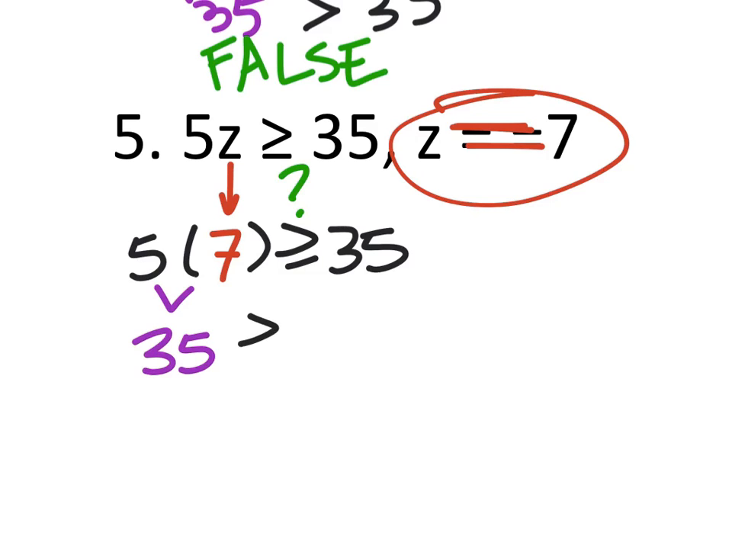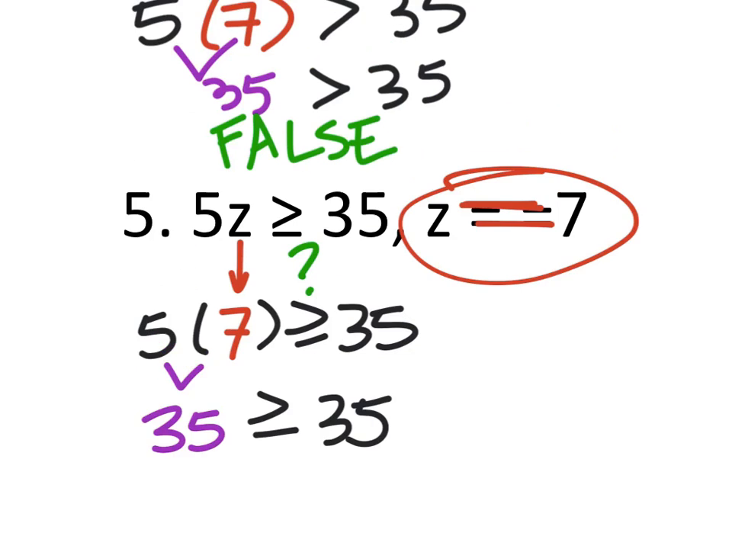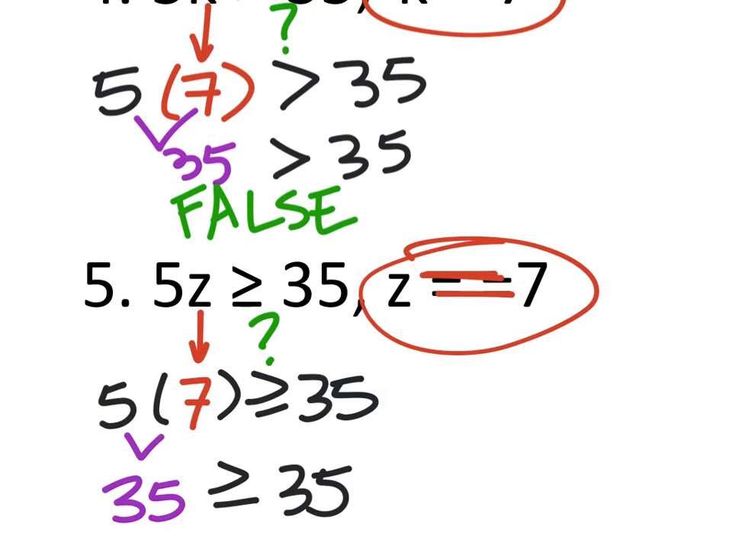And this is where it changes, right, between this one and the last one. Is 35 greater than 35? No. By itself, that's false. But is it equal to 35? Yes, it is, which makes this full inequality a true statement now.